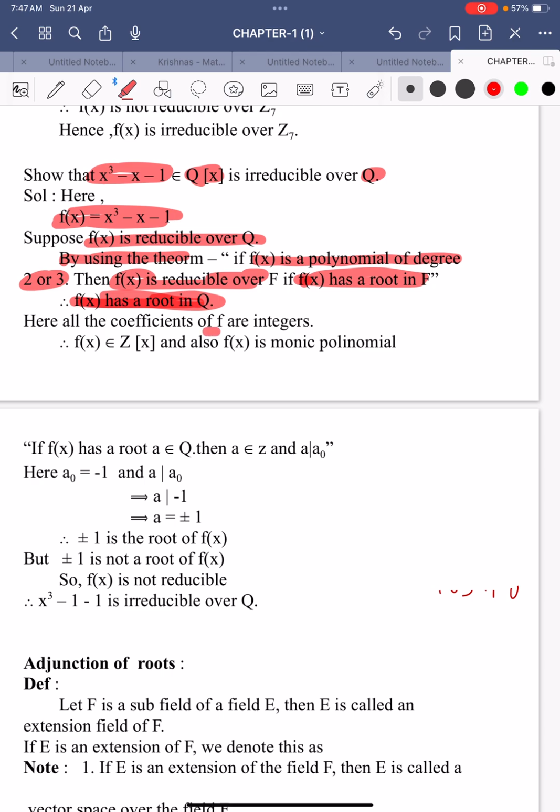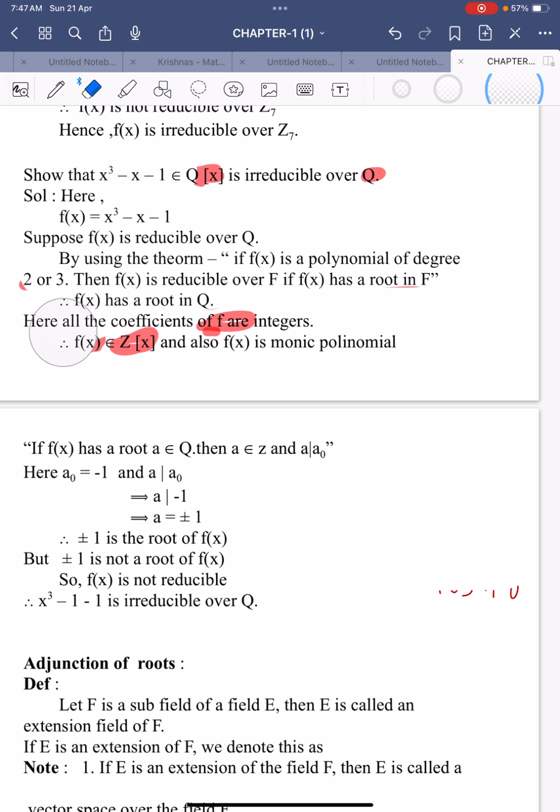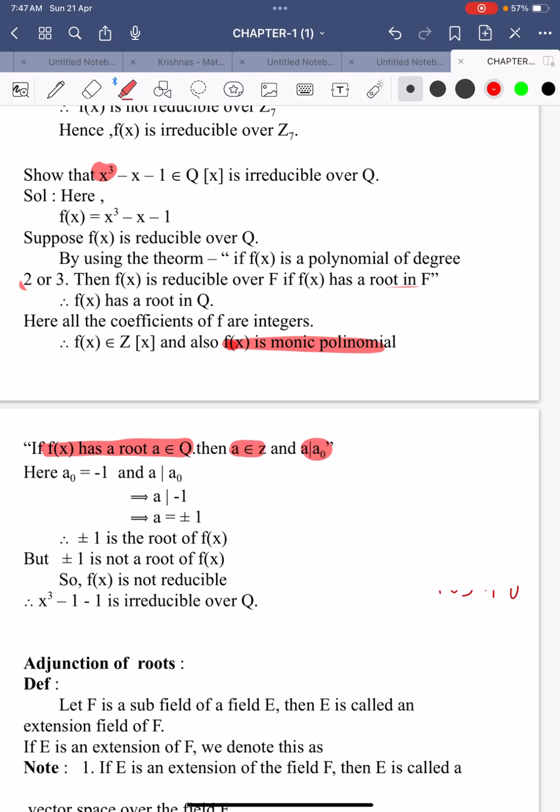Here, all the coefficients of f are integers. Therefore, f(x) belongs to Z[x]. Also, the leading coefficient is 1. The coefficient of x³ is 1, which means the polynomial f(x) is a monic polynomial. If f(x) has a root a belonging to Q, then a belongs to Z and a divides a₀. What is a₀ here? a₀ is equal to −1 in our polynomial.